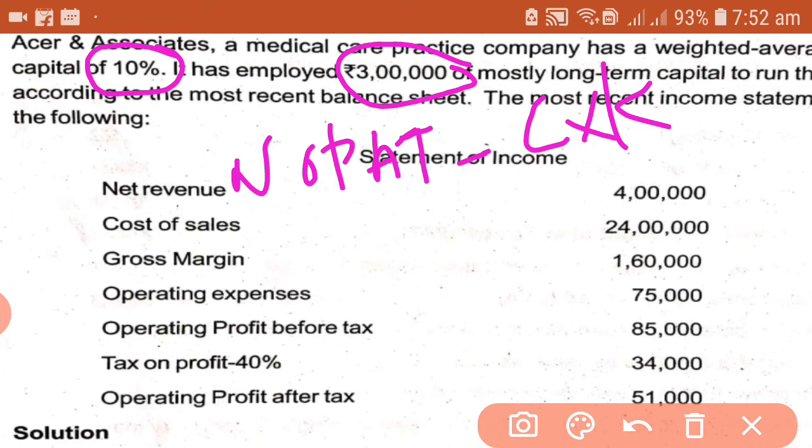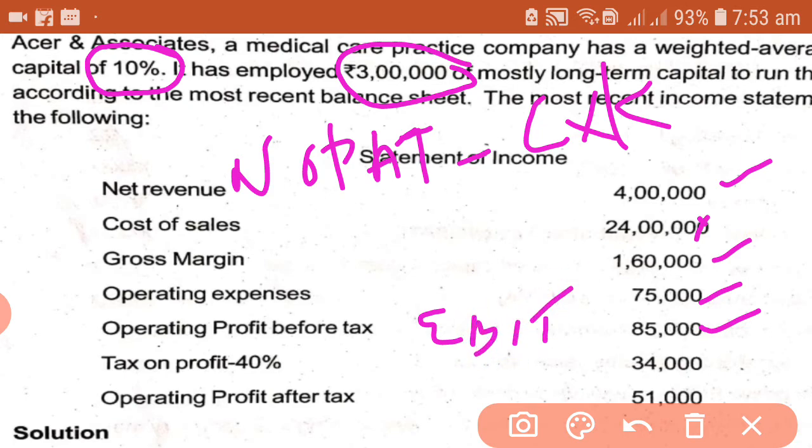NOPAT, we know, in this case net revenue, cost of sales, gross margin, this is a statement. Then net revenue 4 lakhs, cost of sales is 2,40,000. So the balance will be 1,60,000. Then operating expenses are given. Then operating profit before tax is given. This is EBIT, operating profit before tax.